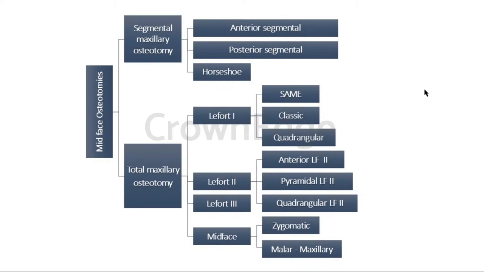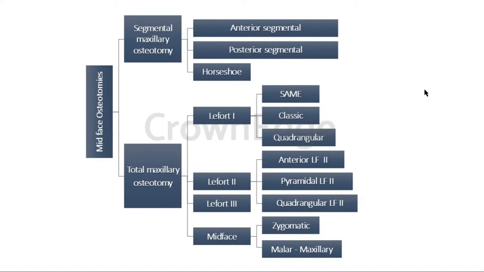I'm stressing this because each of these can be a multiple choice question for you. Just remember these things. These things are really important. In segmental maxillary osteotomies, don't worry, I'll show you the pictures as well. I'll ask you questions and ask you to identify by showing you the pictures, which I haven't done in the previous classes. Actually, this is the first class where I'm showing you the pictures and asking you to identify as well.